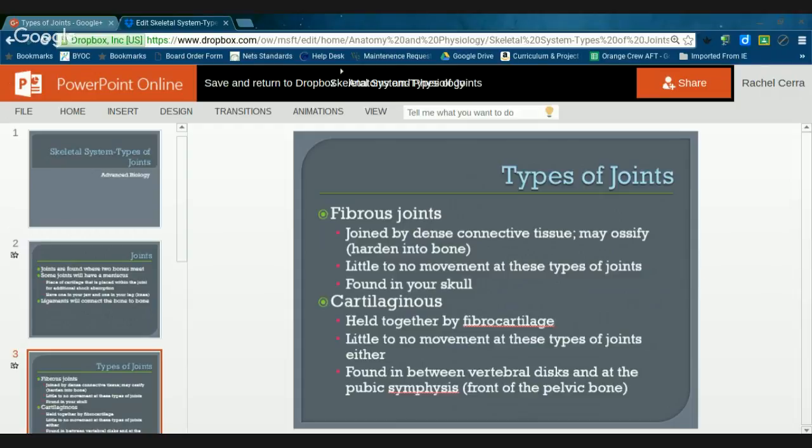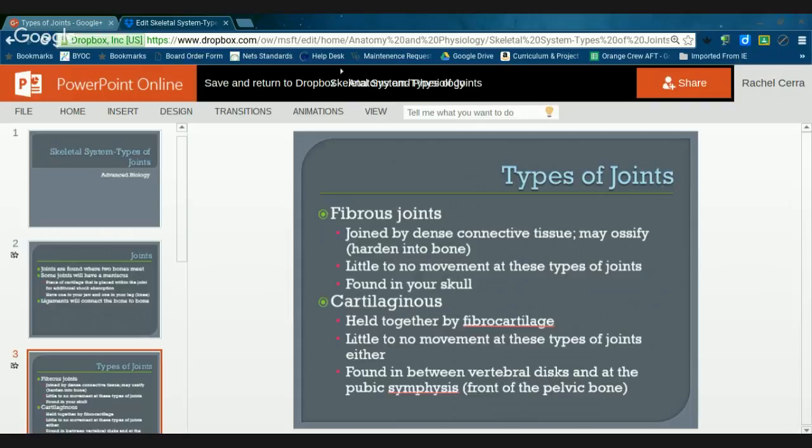There are three major types of joints. The first type is called a fibrous joint. These are going to be joined by dense connective tissue. Sometimes they're going to ossify into bone. Not all of it will ossify into bone, though. So there's going to be basically no movement at these particular joints.